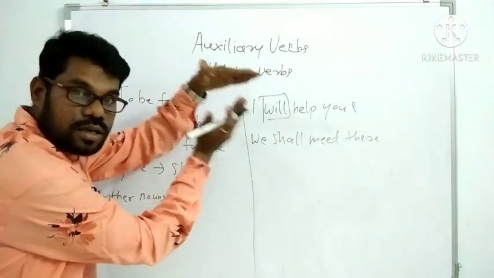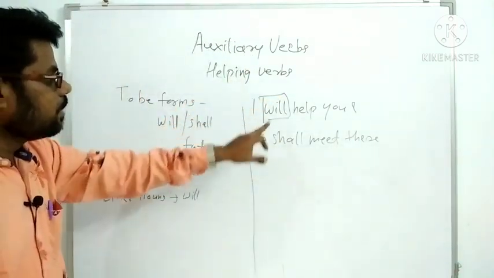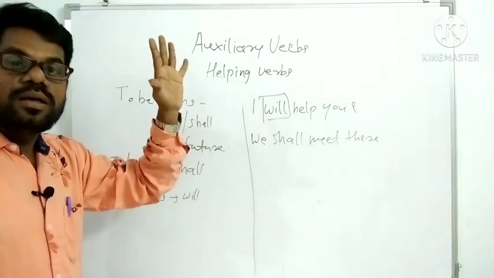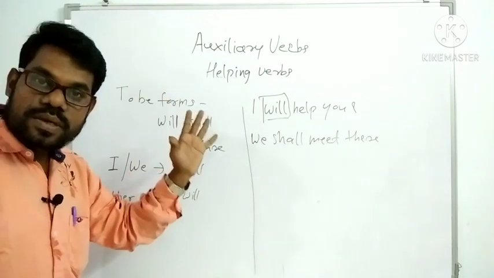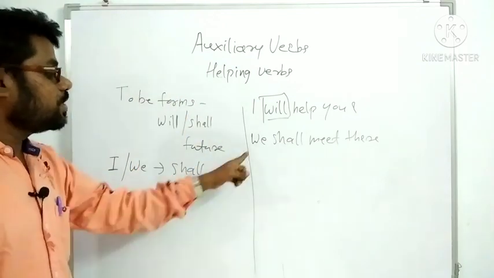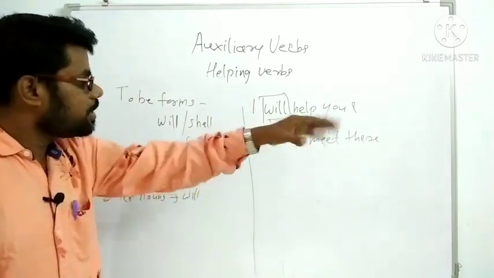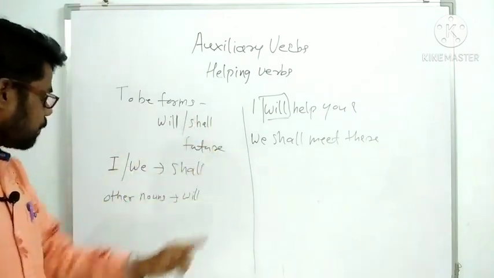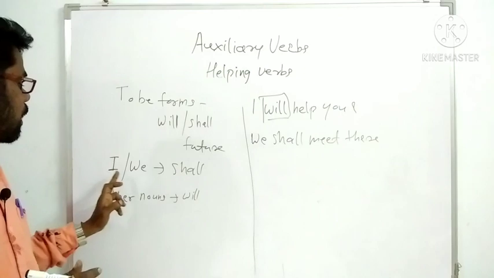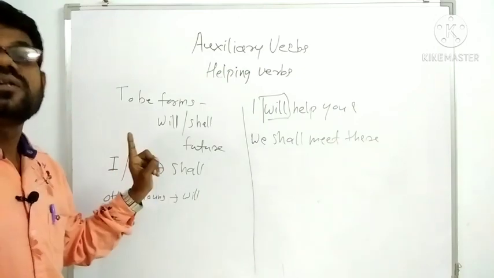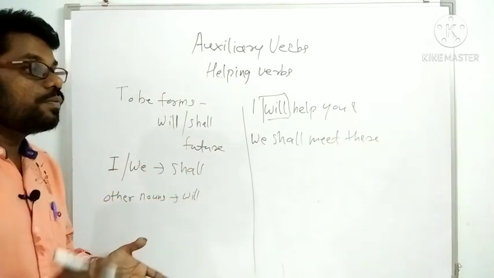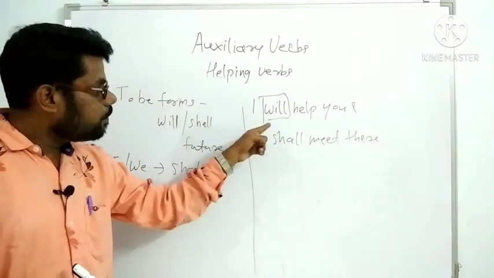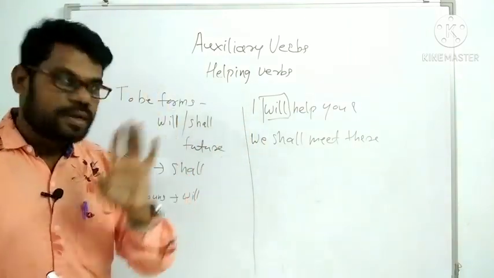So that is the difference. See, I will, we shall. I will, it shows our confirmation, our promise, our certainty. And here, as a common statement, yes, I shall meet, we shall meet there. But grammatically, I and we follow shall. And when we want to say with confirmation, with promise, we use will after I and we also.